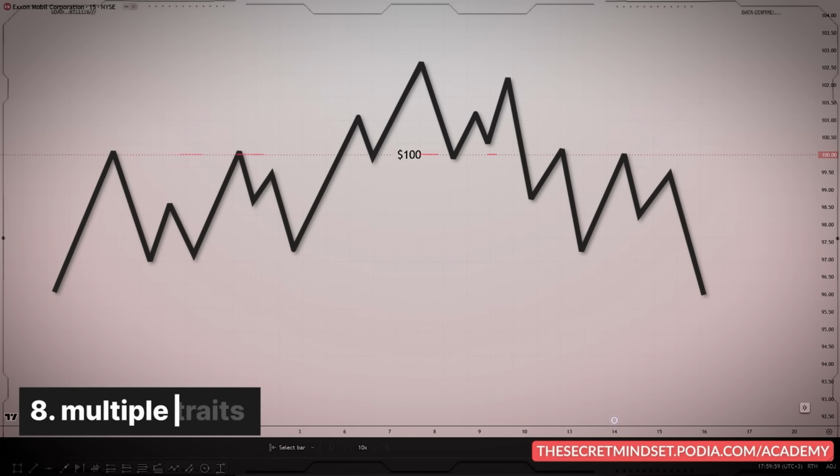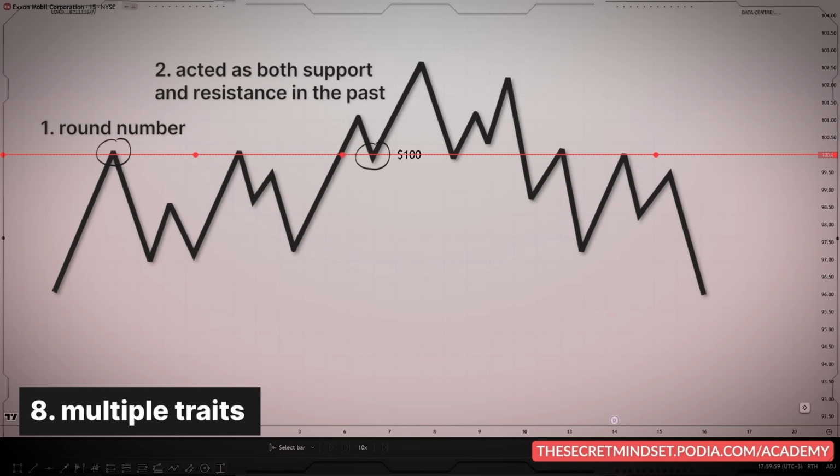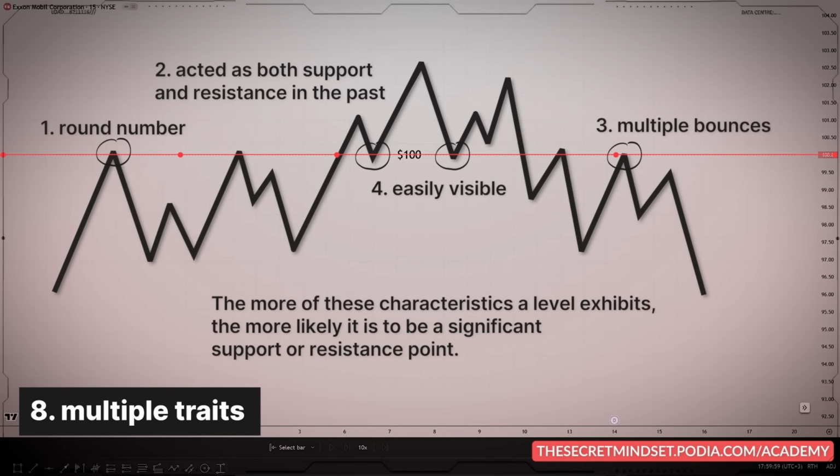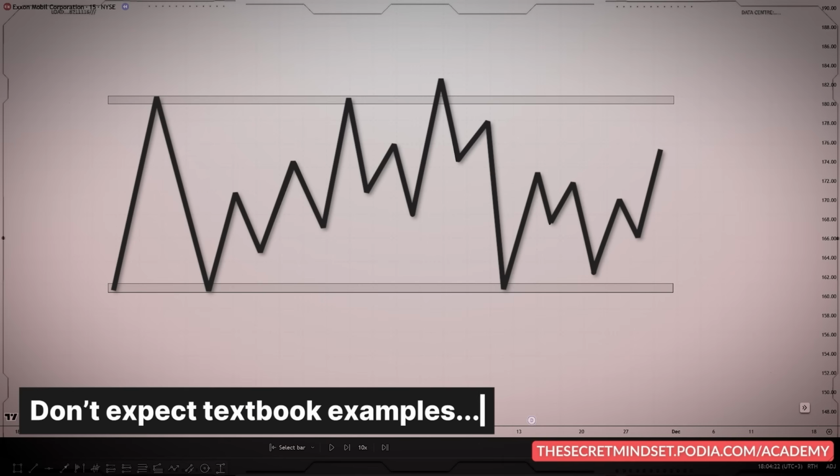The strongest support and resistance levels typically combine multiple traits. For example, a level might be a round number, have acted as both support and resistance in the past, show multiple bounces, and be easily visible on the chart. The more of these characteristics a level exhibits, the more likely it is to be a significant support or resistance point.